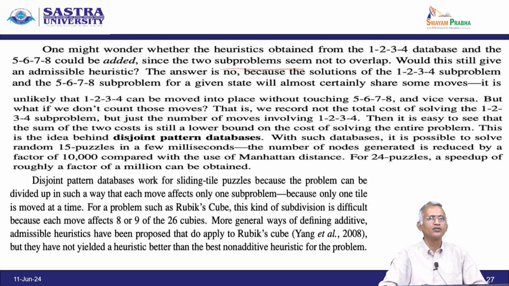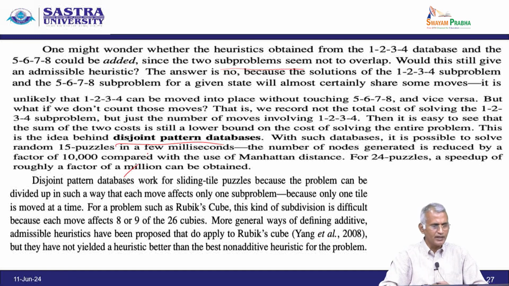That is, we record not the total cost of solving the 1, 2, 3, 4 subproblem, but just the number of moves involving 1, 2, 3, 4. Then it is easy to see that the sum of the two costs is still a lower bound on the cost of solving the entire problem. So, this is the idea behind disjoint pattern databases. With such databases, it is possible to solve random 15 puzzles in a few milliseconds. The number of nodes generated is reduced by a factor of 10,000 compared with the use of the Manhattan distance. For 24 puzzles, a speedup of roughly a factor of 1,000,000 can be obtained.